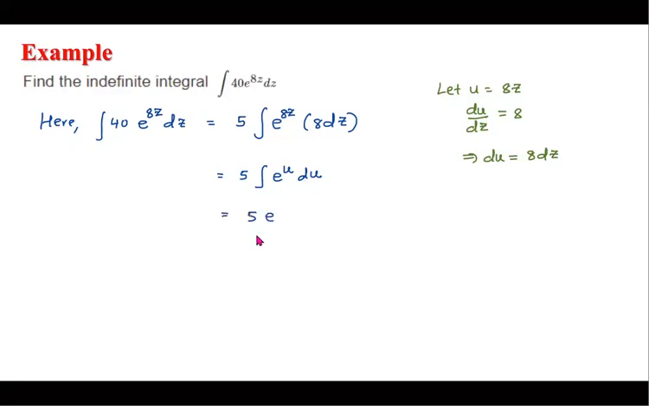Integration of e to the u is e to the u, and then we add plus c. That's my answer, but not the final answer. All I need to do is rewrite the value of u. Resubstituting, we get e raised to u, which is e to the 8z, plus c. That's my answer. So you can see that we also integrated the exponential function using the U-substitution.